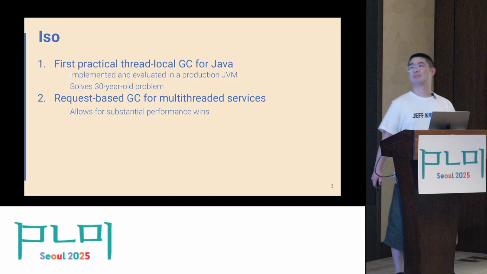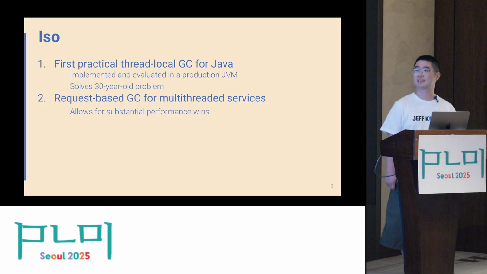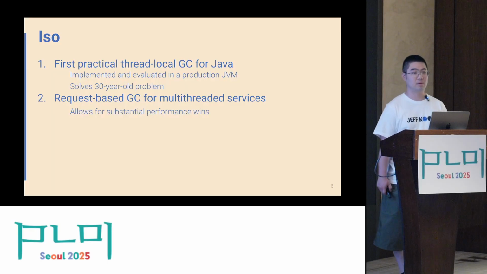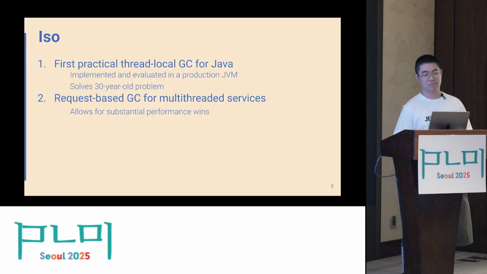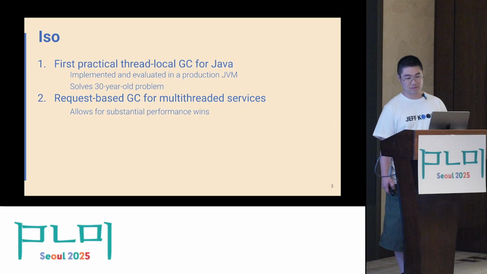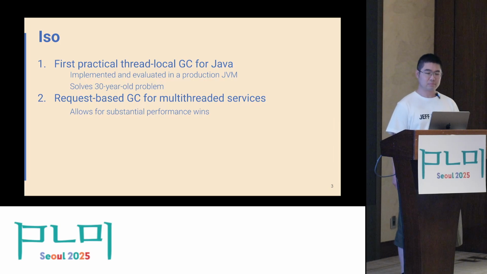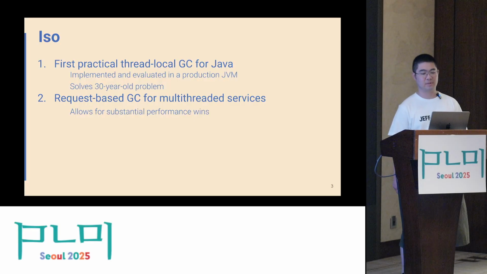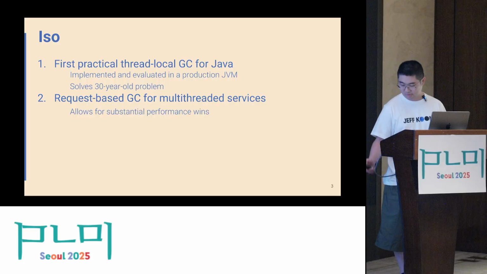So first let's look at what ISO is. ISO is the first practical thread local GC for Java. It is implemented and evaluated in a production JVM, OpenJDK. So it solves a 30-year-old problem, which is how to do thread local GC properly for a language that cannot exploit immutability statically. And ISO can also be used or configured as a request-based GC for multi-threaded services. I'll show you later that it allows for substantial performance wins when workloads are suitable.